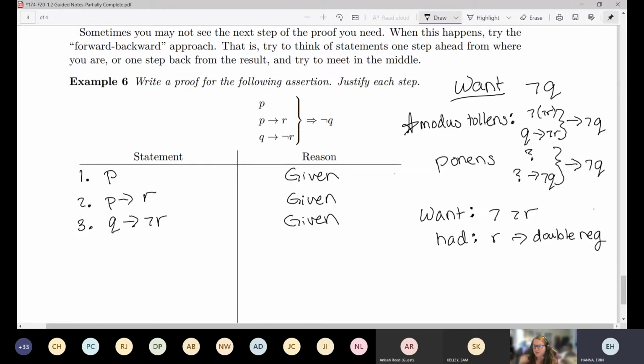So I'd go back to my rules and I'd say both of those modus ones are looking pretty good because I have some implications. And specifically, that modus ponens one is looking really nice to me right now. Because with modus ponens, that says if I have P and P implies R, that would get me R. So again, sometimes you have to be really creative and change variables to the ones that you actually have. Well, that's awesome because that gets me the R that I could then double negate to get not R, and then I could use modus tollens to finish.